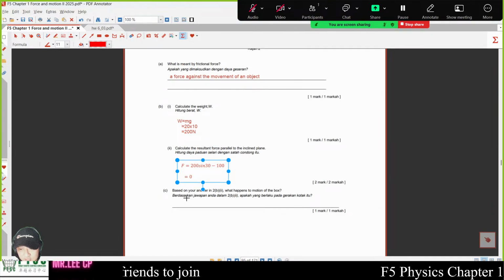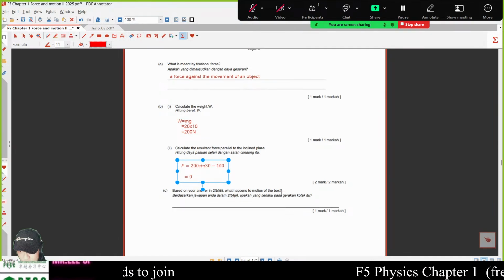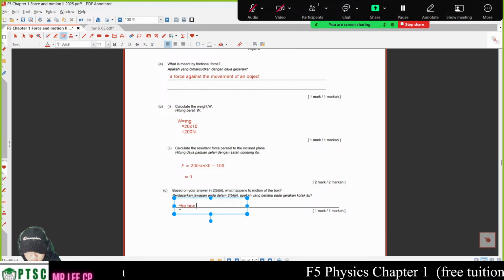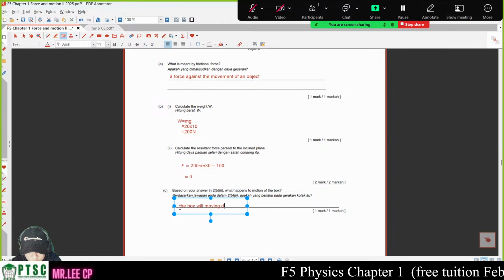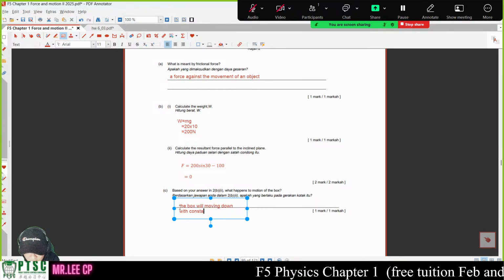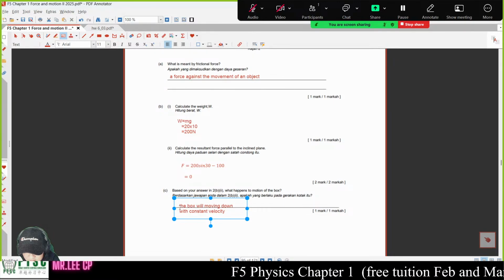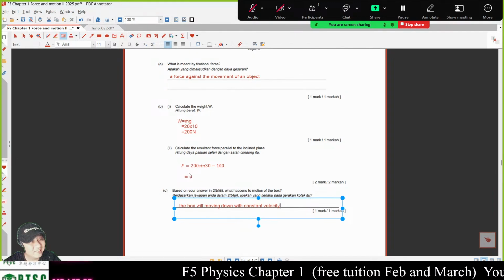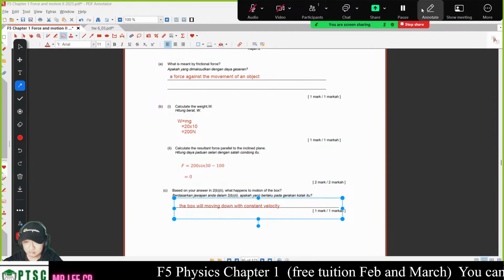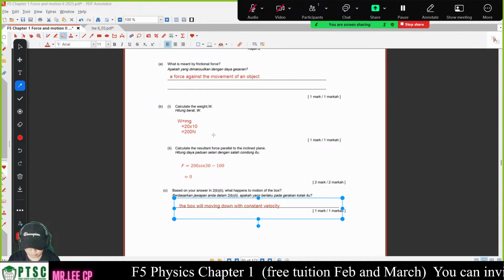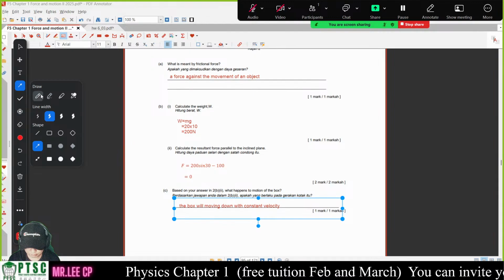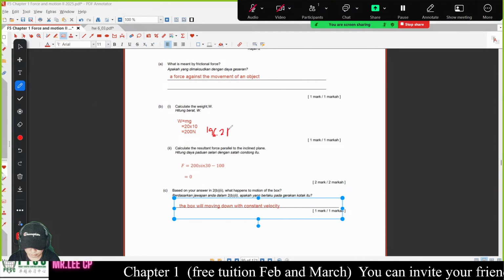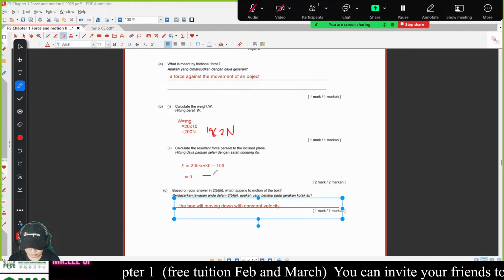So meaning that based on your answer, what happened to the motion of the box? So the box will be moving down with constant velocity. Why? Because of equilibrium. Resultant force 0. If just now you calculated like that, nothing wrong. If you stick to your answer like this, 196.2, you get negative 1.8.